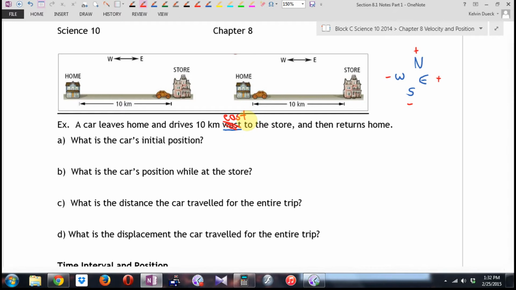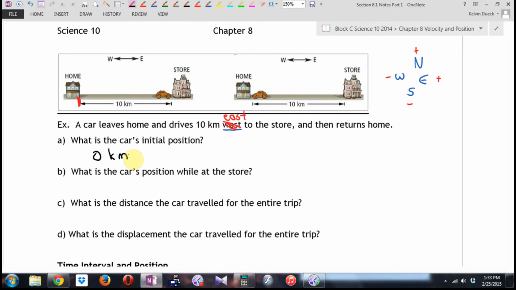Question A asks, what's the car's initial position if it starts right here? We would say its initial position was 0 kilometers. That's its origin. That's its starting point. It hasn't traveled anywhere yet. Home is going to be our reference.